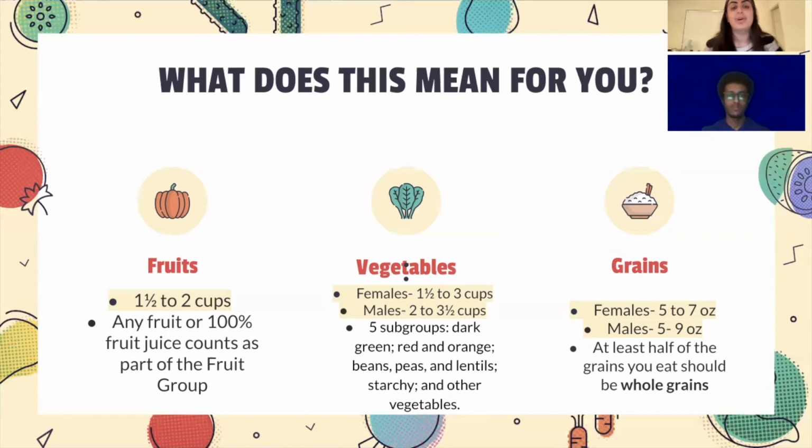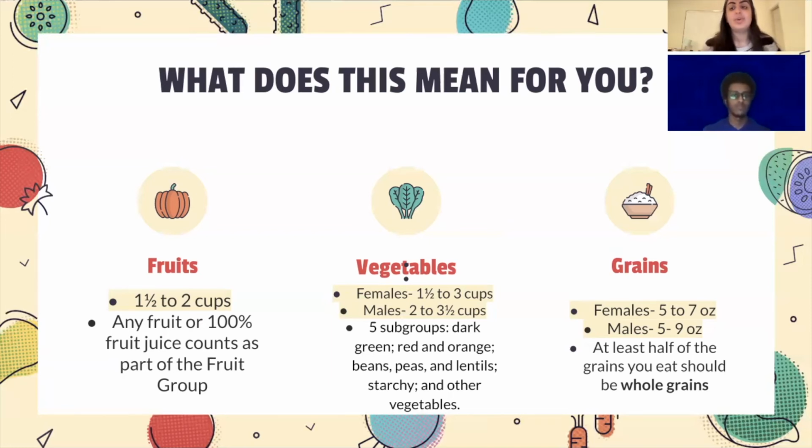So let's talk about vegetables. As you can see, vegetables look different for females than they do for males. And that's just because of the way our body is structured. That does contribute to the amount of nutrients that we need. So for females, it's 1.5 to 2 to 3 cups, while for males, it's 2 to 3.5 cups.